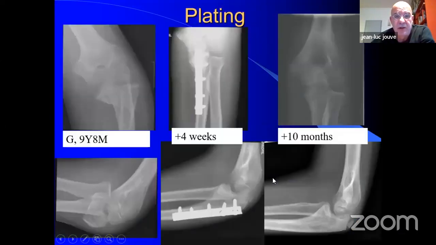So you have to check the X-ray very closely, and if it is a real comminution of the olecranon, this is the most important fracture, don't hesitate to do plate. The advantage of the plate is that all the fragments are supported and stabilized by the plate, and you see the result at 10 months with a normal function of the elbow.